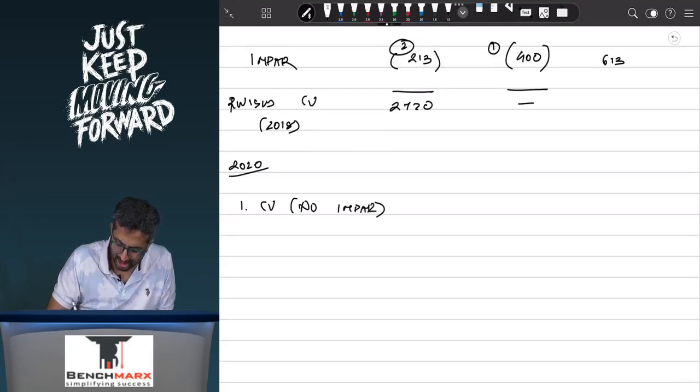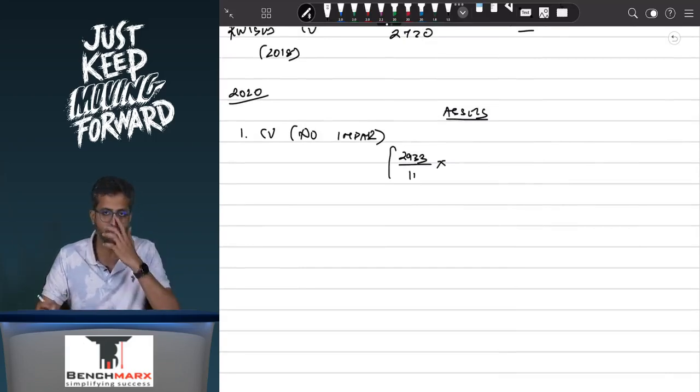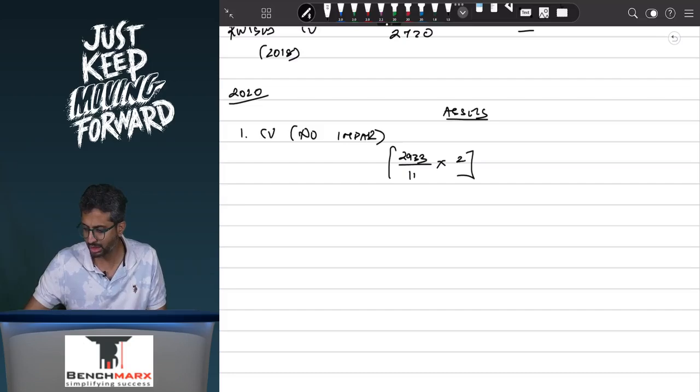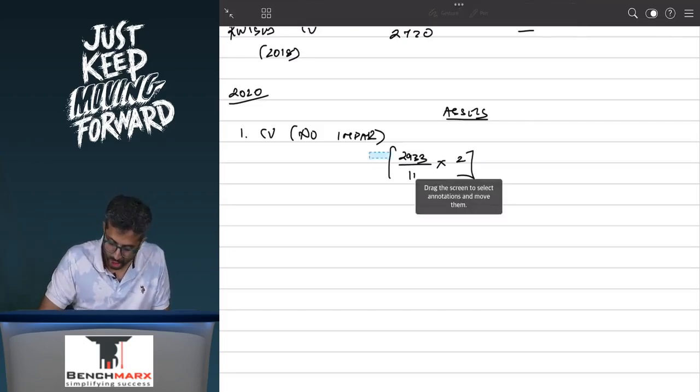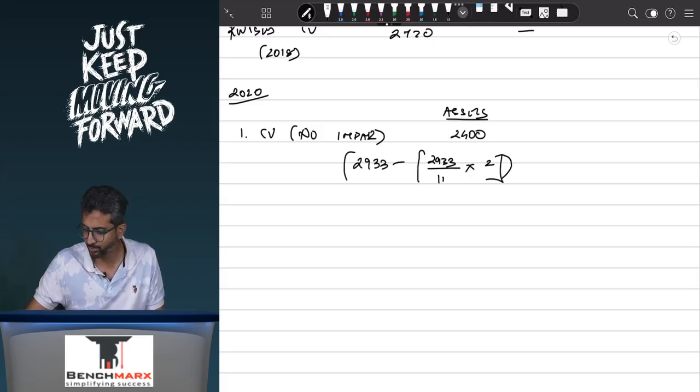Now for the assets in general, had there been no impairment, my assets were 2933. Out of 15 years, 4 years had gone by, 11 years were remaining, out of which another 2 years from 18 to 20. So this is 2933 divided by 11 into 2, that is around 533 of depreciation. So over here, these assets which were earlier at 2933 minus this will now appear at around 2400. 2933 minus 533 comes to 2400.